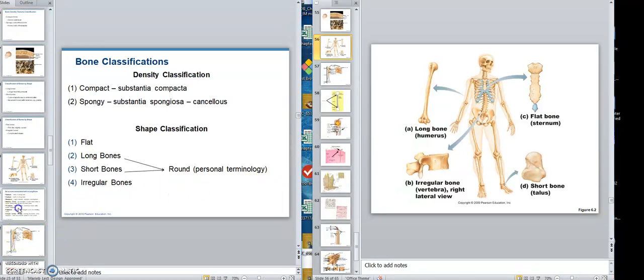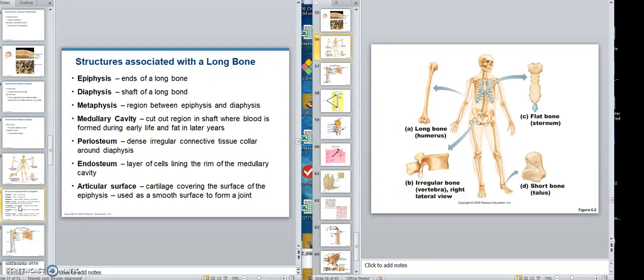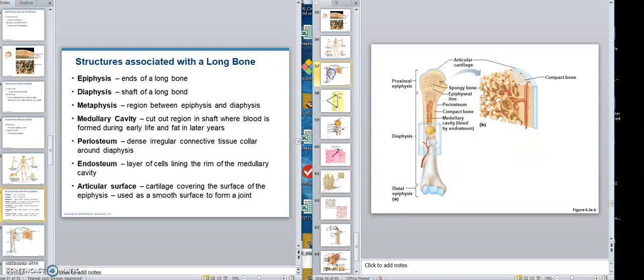So now we go to the structure of a long bone. Now, why did I pick the long bone to look at the structure? Because the long bone has all of the features. The other bones do not, but the long bone has every feature. So it's best to learn all the features, and then these others would have fewer features in them.